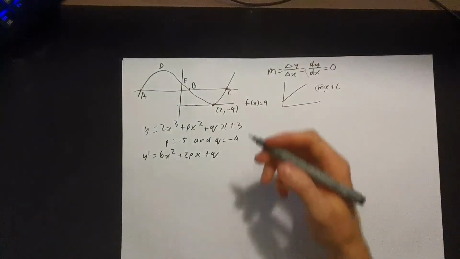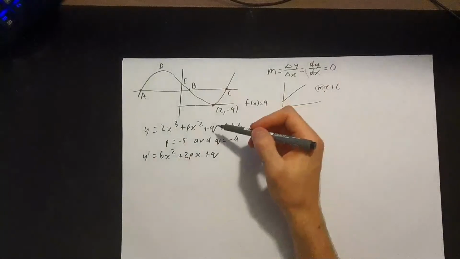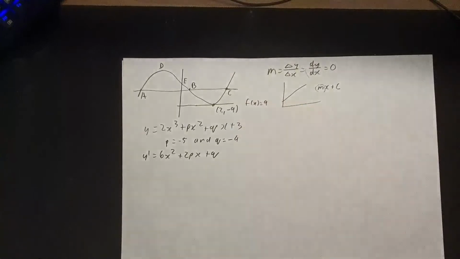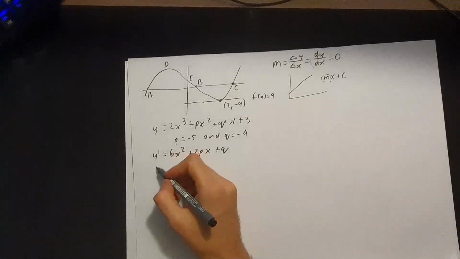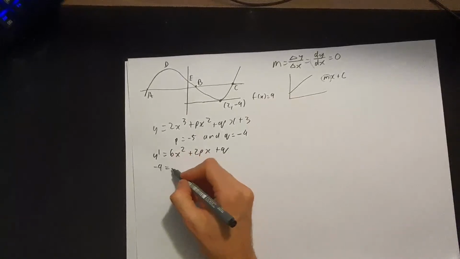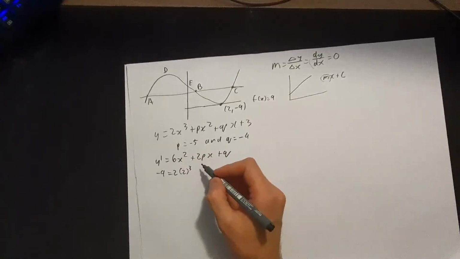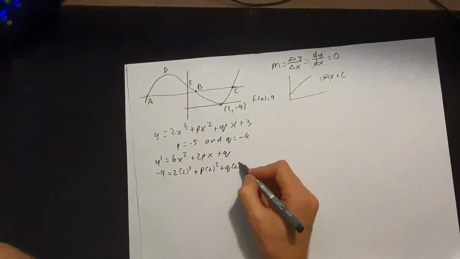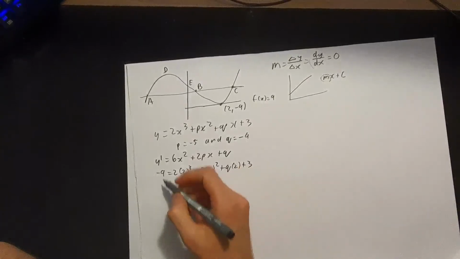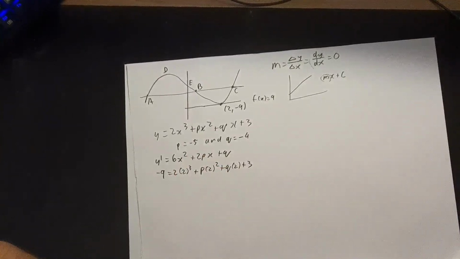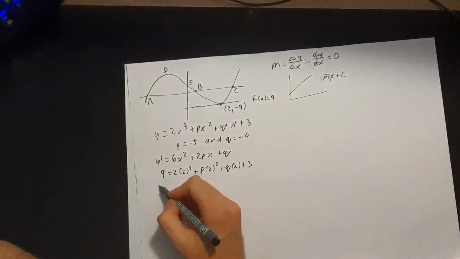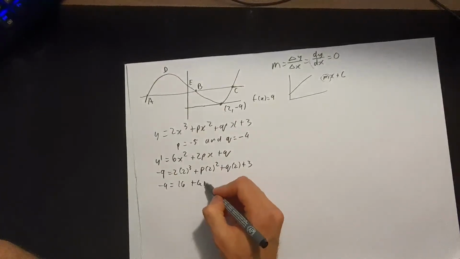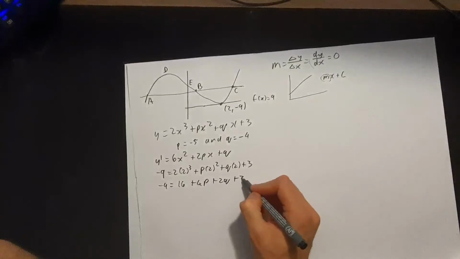Okay, so we find the derivative, and now if we want to solve at this point over here, we have the x point, so we can solve that equal to 0. So the two equations are going to be this. We're going to have minus 9 equals 2 cubed plus p times 2 squared plus q times 2 plus 3. And if we solve that out, minus 9 is going to equal 2 cubed is 8, that's 16, plus 4p plus 2q plus 3.